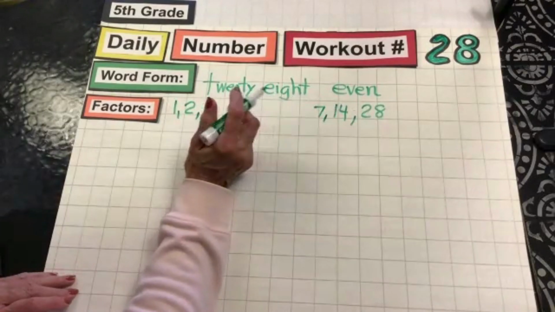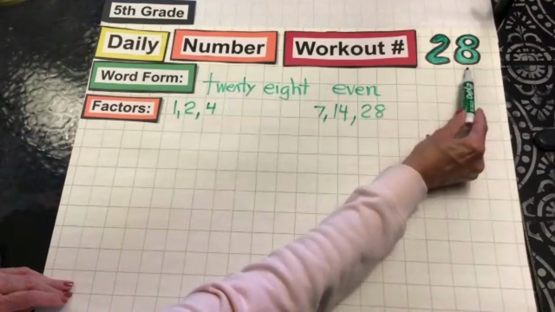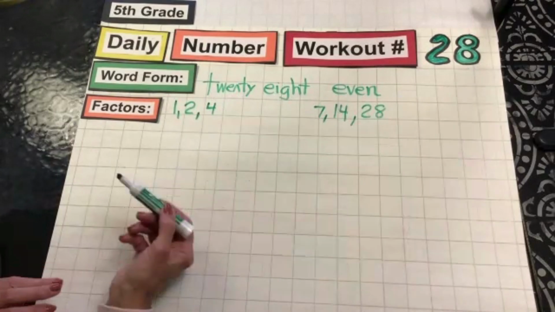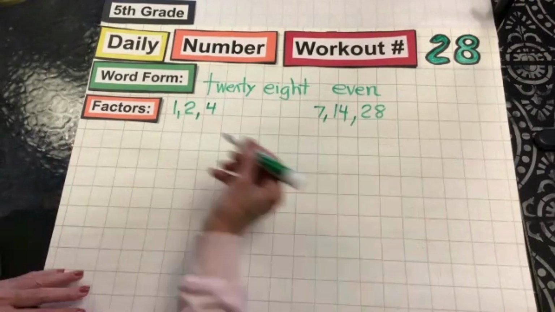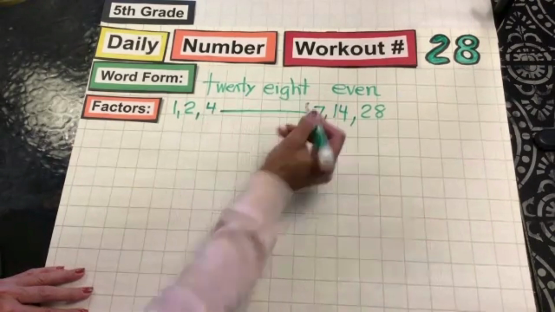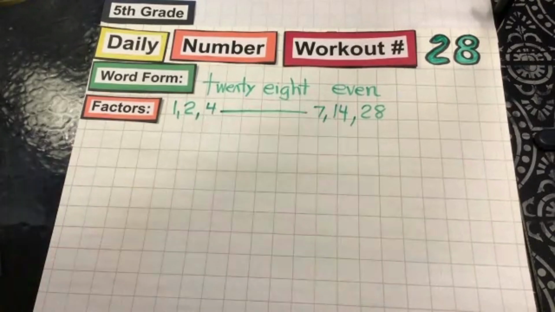Does 5 go in? No, because it doesn't end with a 0 or a 5. Does 6 go in? Nope. 6 goes into 24. It goes to 30. It skips 28. So we are done. So we have many different factor pairs on this one, more than our other numbers this week.